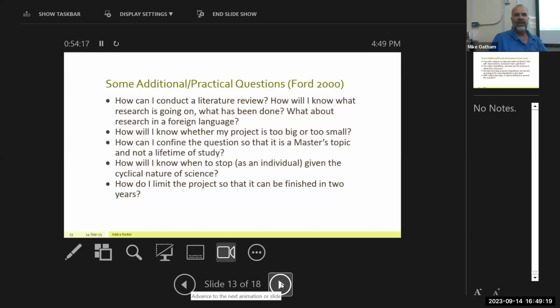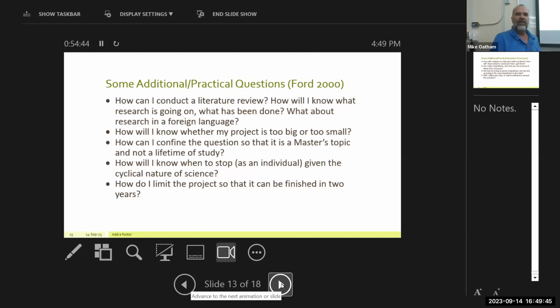What about research in a foreign language? Interesting. Yeah, finding references in a foreign language can be very difficult. Yeah, I don't think I'm really going to talk about that too much.